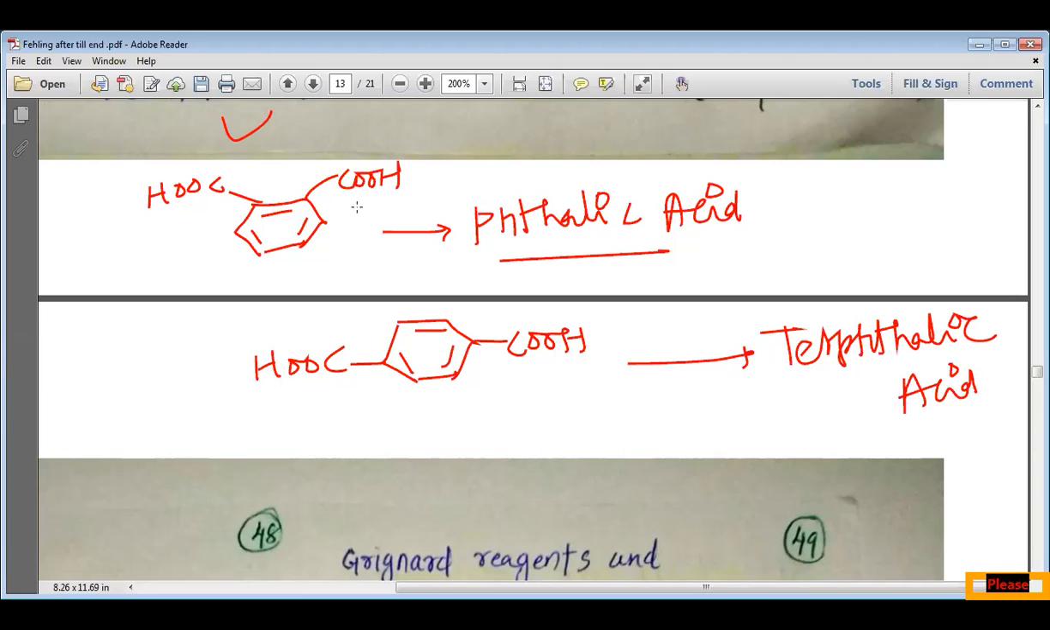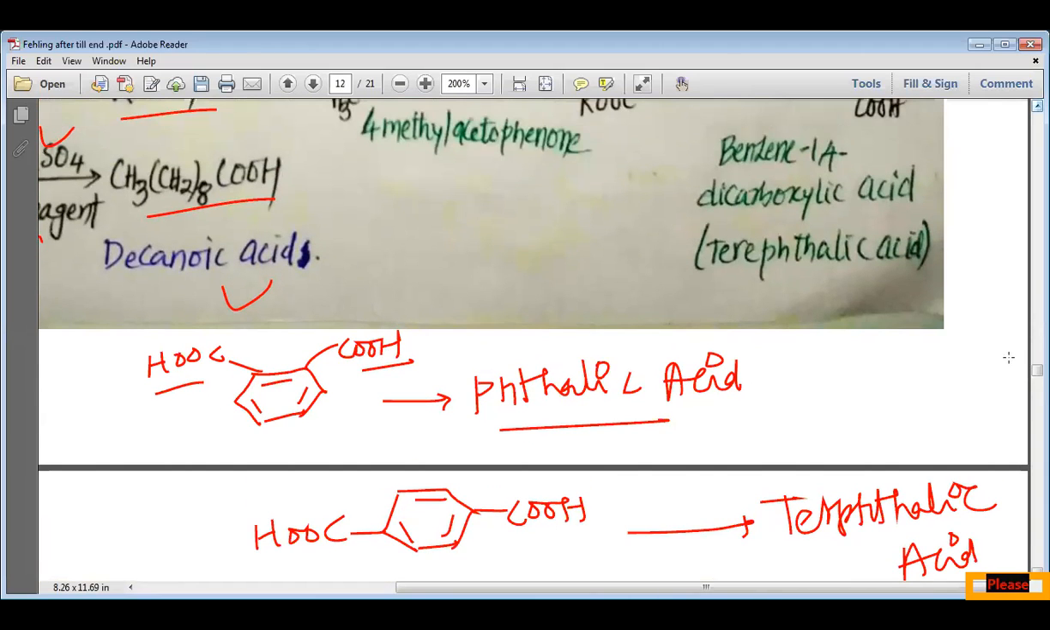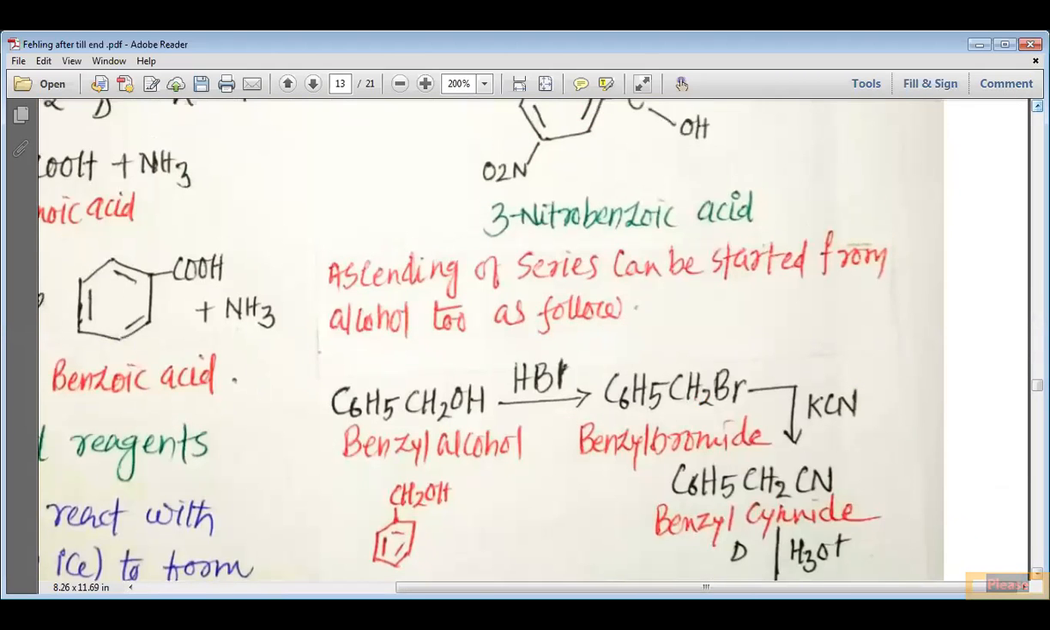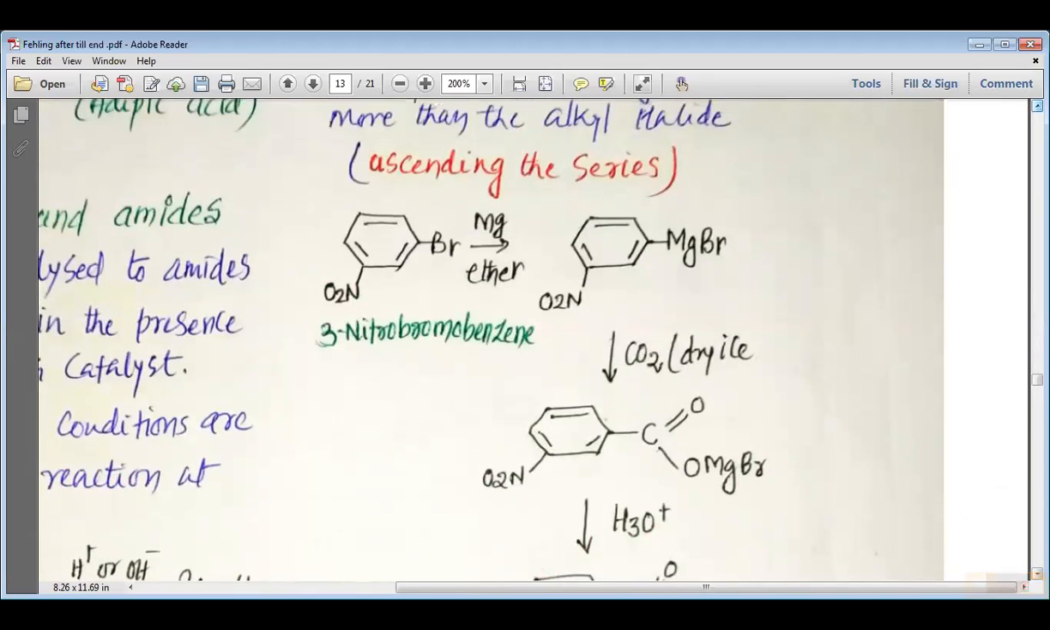Two carboxylic acid groups on the ortho position will give us phthalic acid. Two carboxylic groups on the para position will give us terephthalic acid. This is how, my dear students, we understand the nomenclature of these compounds. These are very important compounds, so I have discussed their names with you.